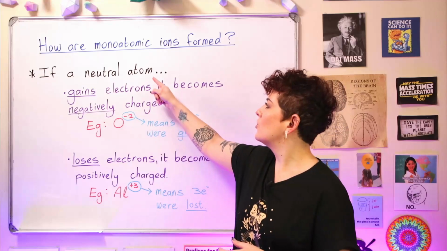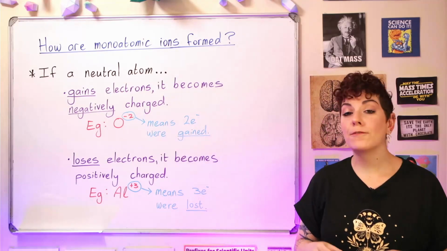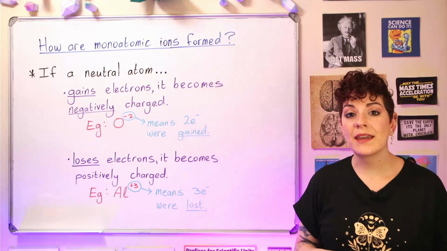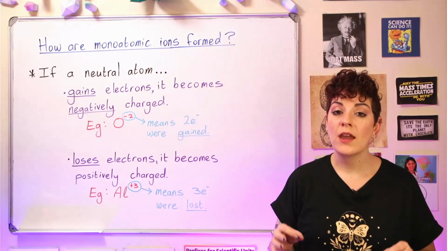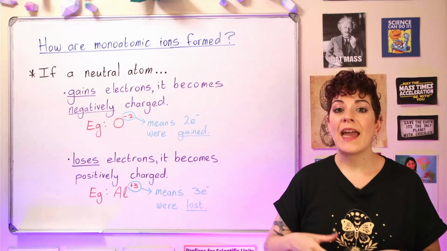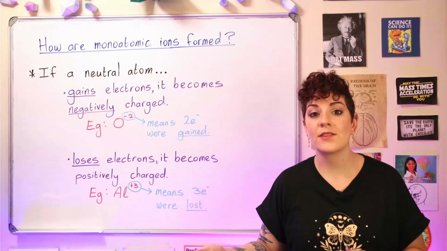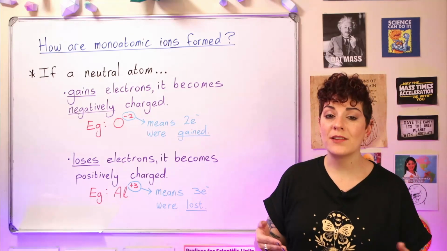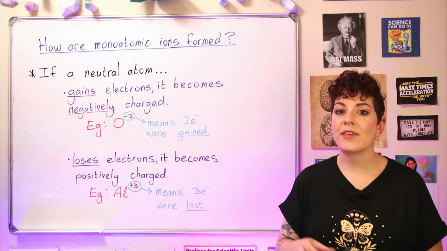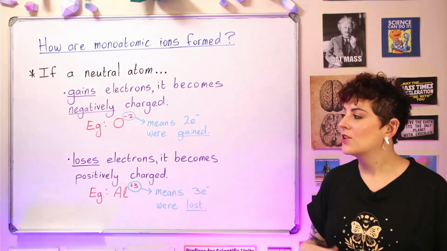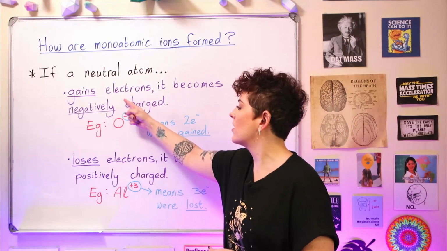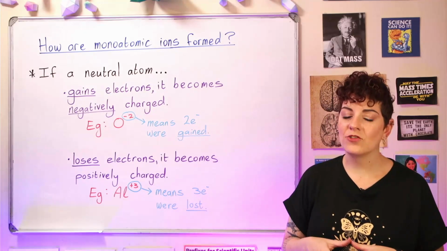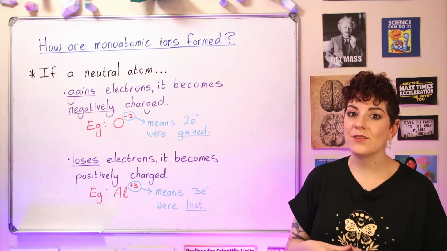So if a neutral or uncharged atom firstly gains electrons, then it will become negatively charged because now this atom has more negative electrons than positive protons, and more negative charges than positive charges will make something negatively charged. So when the neutral atom gains electrons, it becomes a negatively charged anion. Remember, an anion is a negative ion.